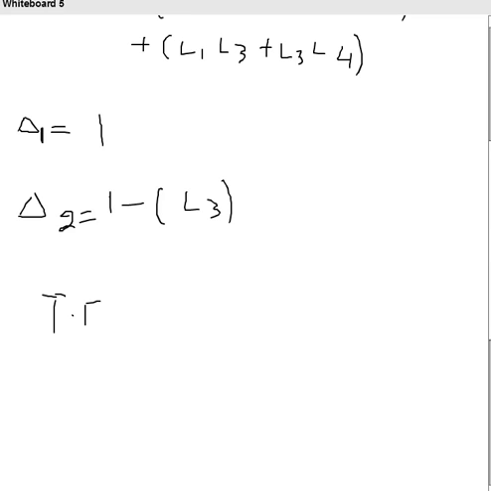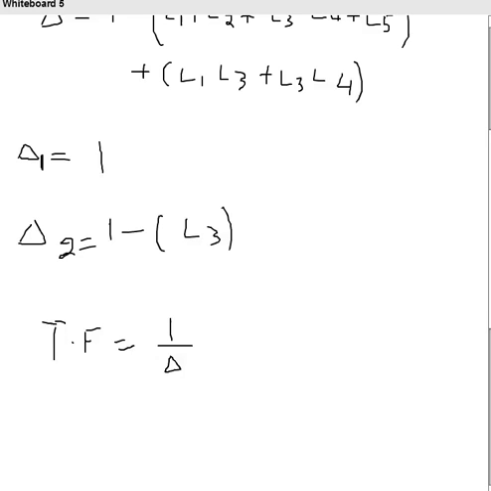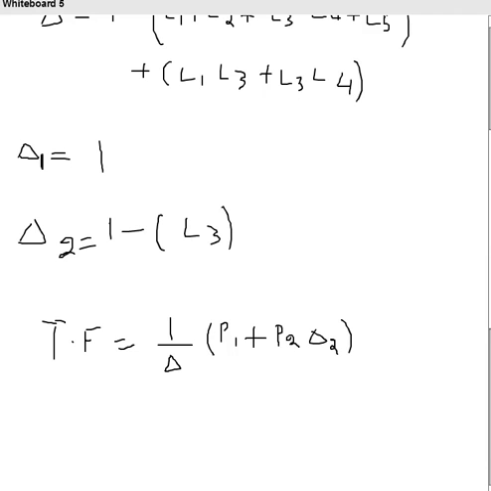Then transfer function. Just substitute all these things in the formula. Transfer function is 1 by delta, delta I already calculated, P1 delta 1, which is 1, plus P2 delta 2. Just substitute and write it overall.